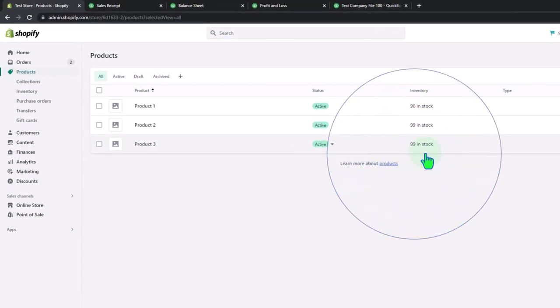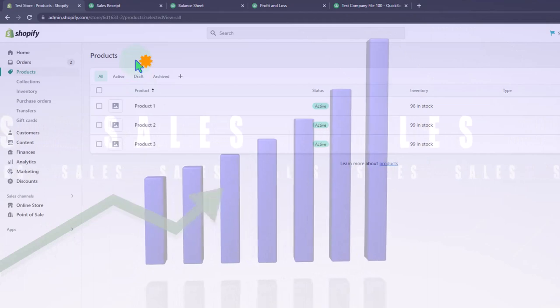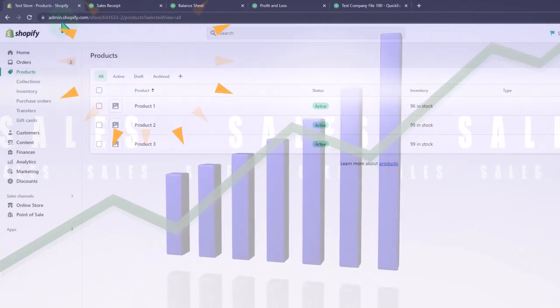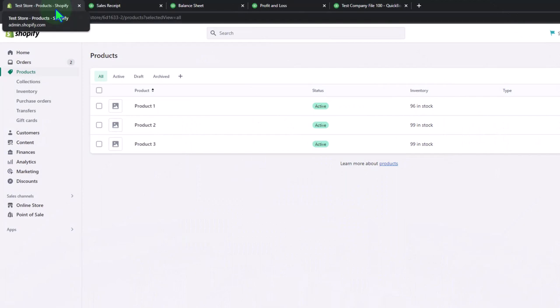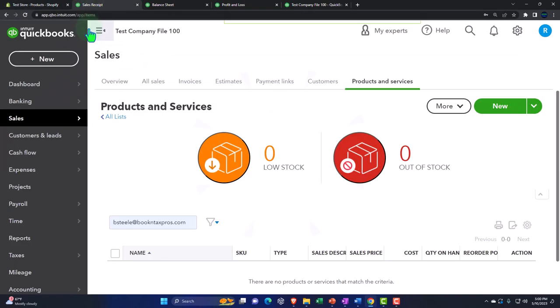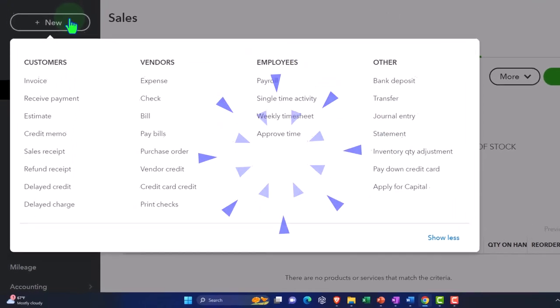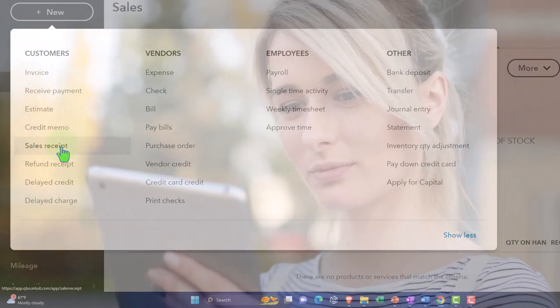So that's one thing that we're going to have to deal with. Now, how could we possibly deal with that? Well, I could say every sales transaction that happens on the Shopify level, let's try to mirror that as if it happened in a point of sale system and try to pull each transaction into QuickBooks, entering it into QuickBooks as a sales receipt, and then try to track the inventory from Shopify into QuickBooks.